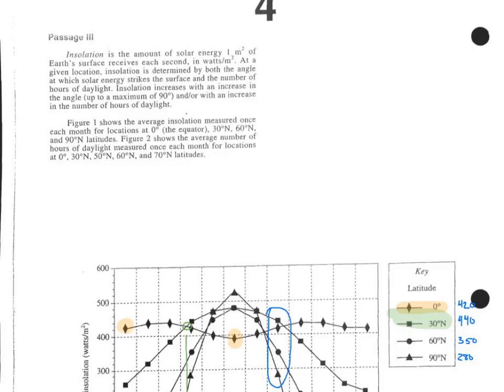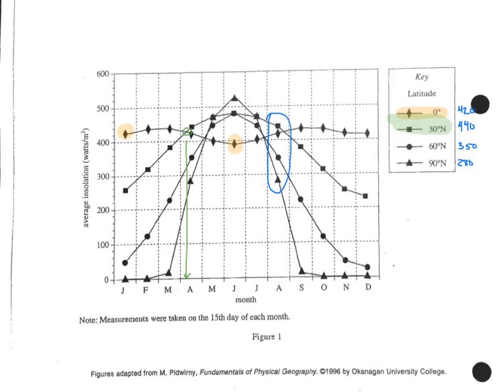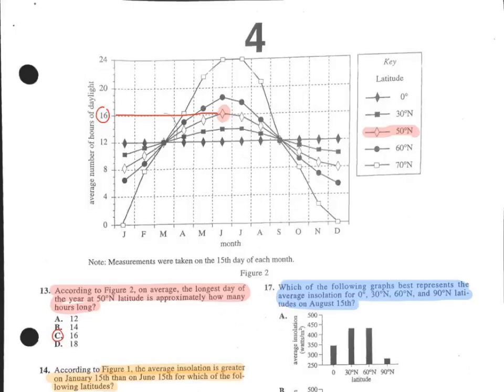In passage 3, which is a data passage, we're looking at sunlight and its average insolation, which is the amount of energy per square meter at different latitudes or places on the planet. There's also a picture showing the average number of hours of daylight at those same latitudes or same places on the planet. For 13, it said, according to Figure 2, on average, the longest day of the year at 50 degrees north latitude is approximately how many hours long?